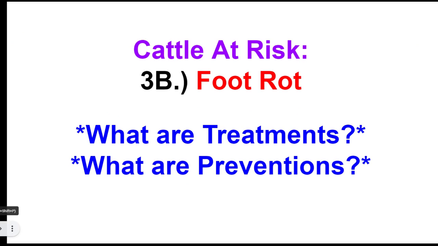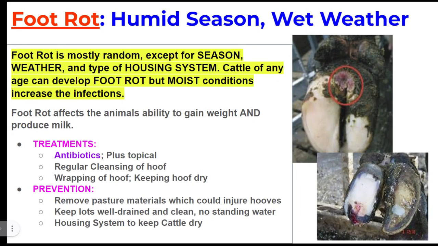What are the treatments? What are the preventions for foot rot? Well, foot rot occurs when there's wet weather, when there's humid seasons, when there are moist conditions. Otherwise, it's generally random. Having a housing system where you can keep cattle dry helps decrease the chance foot rot occurs. Foot rot does affect the animal's ability to gain weight and produce milk, so it can affect the economic bottom line.